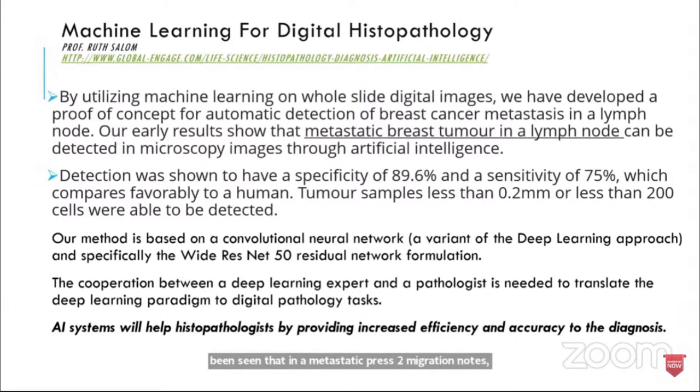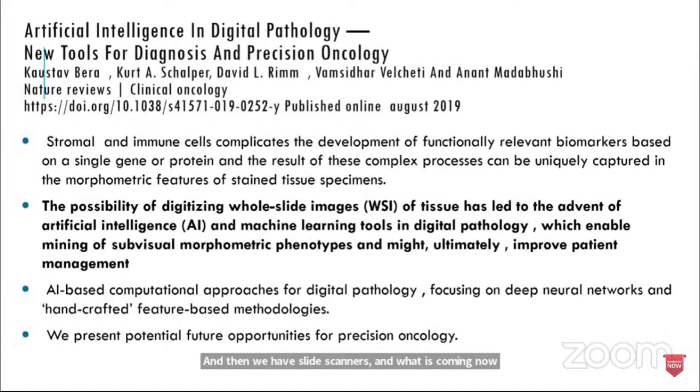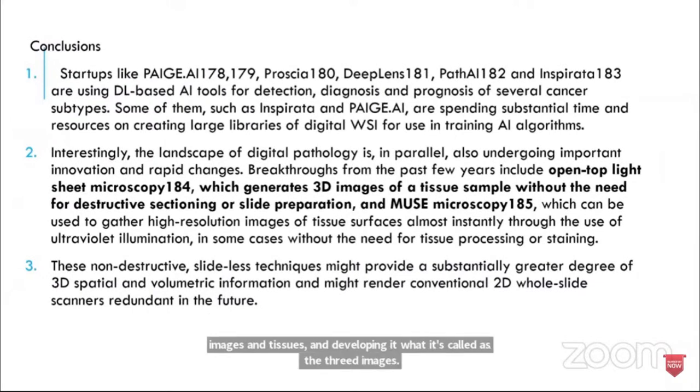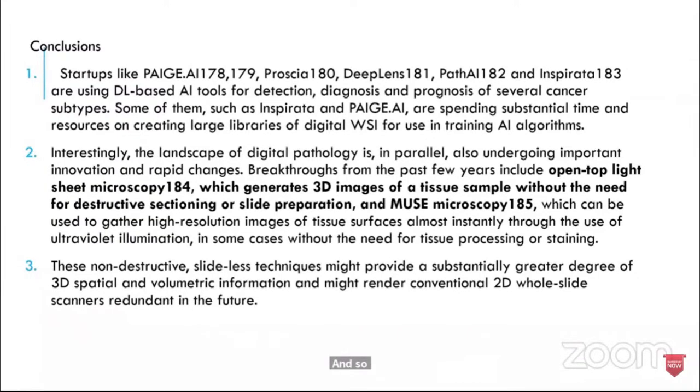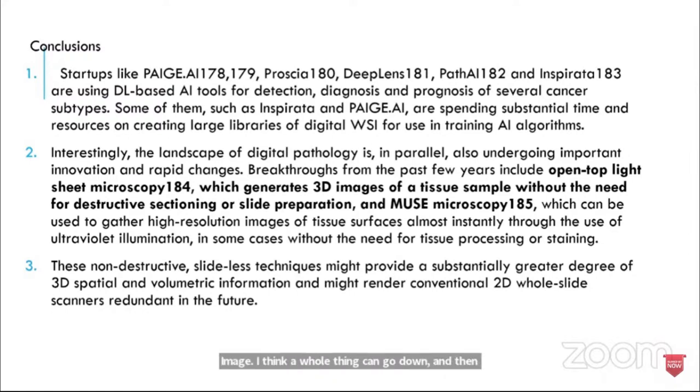And then we have slide scanners, and what is coming next is whole cell images and tissues, developing into what are called 3D images. I hope everybody knows that in histopathology, we have blocks and we cut one slide, which is microns thick. Whereas if you do a 3D image, a whole thing can go down and then it can transfer all of the areas.